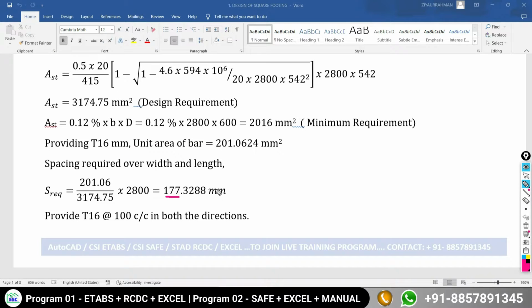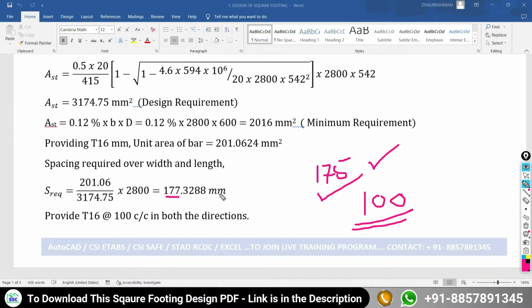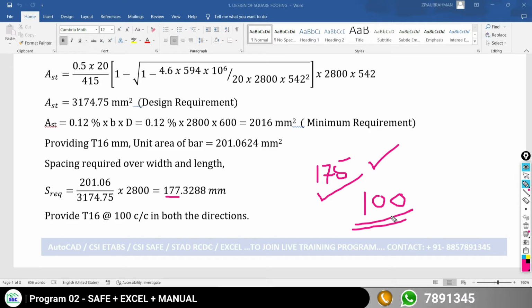So you may suggest that we should consider here as 175. That is the right one. But I'm going to take here as 100 mm spacing. Demand is 77, but I'm going to consider 100. You may ask a question, why am I going to consider a very small value of the spacing?